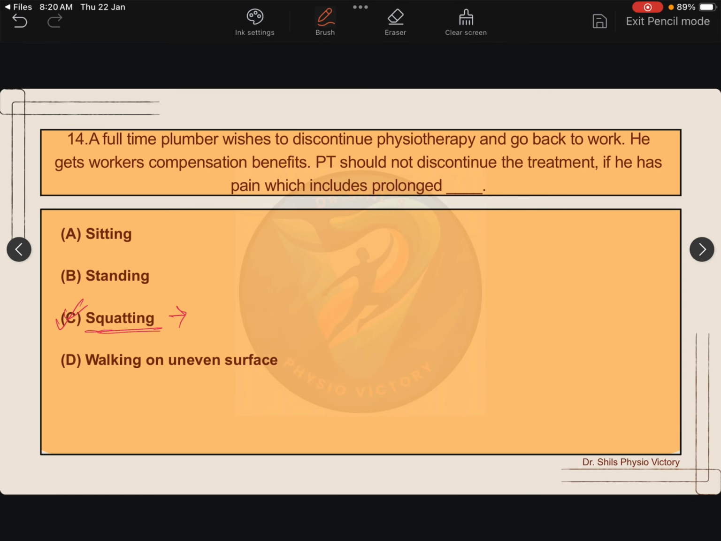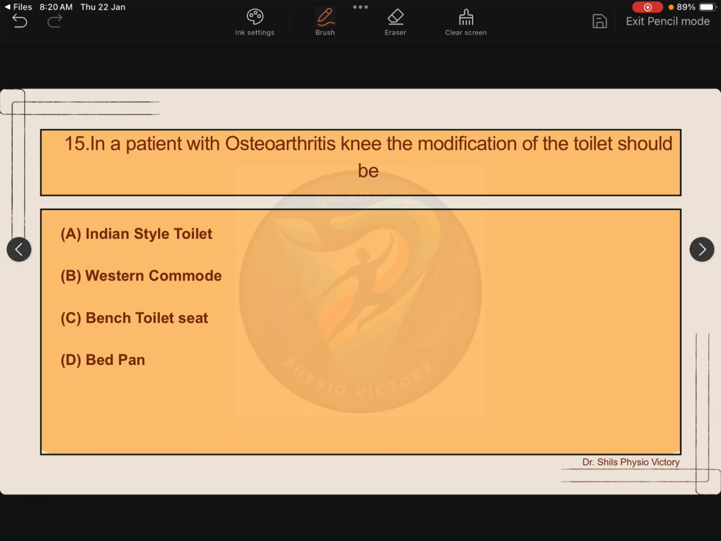Next come to question number 15. In a patient with osteoarthritis knee, the modification of toilet should be option A Indian style toilet, option B Western commode, option C bench toilet, option D bedpan. This is a very easy question. B is the correct answer.